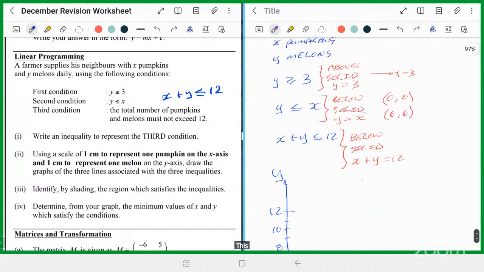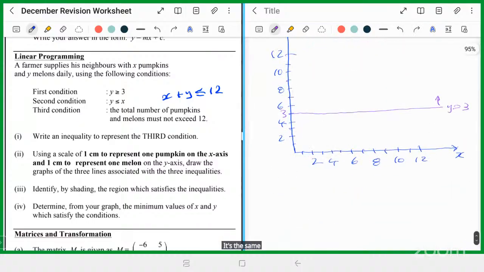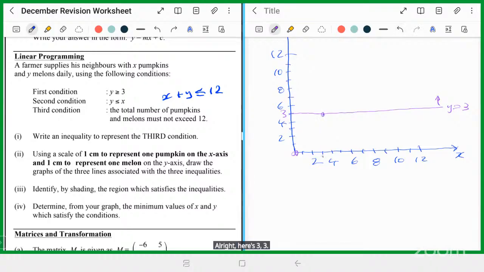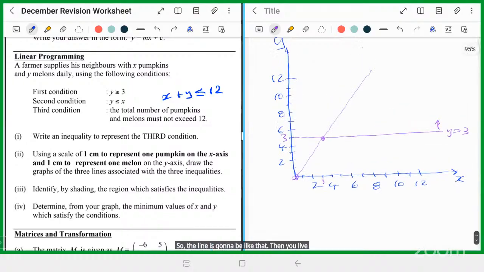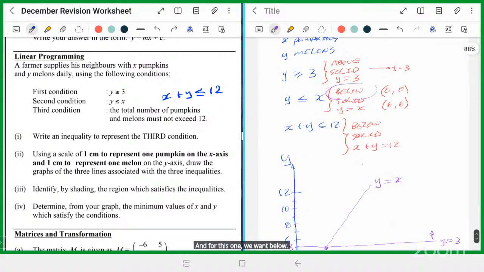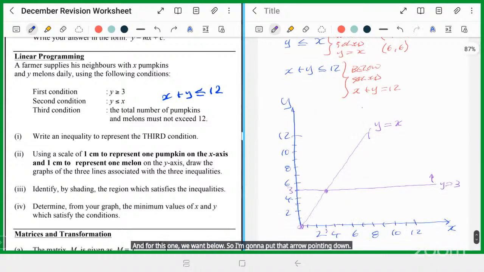This one, y equals x, passes through points where the x and the y value are the same. So it passes through 0, 0. It's going to pass through 3, 3 right here, 4, 4 and so on. With these 2 points, we can draw the line, and the line is going to be like that. Then you label the line with the equal sign. It is y equals x. And for this one, we want below, so we're going to put the arrow pointing down. So the region that you want right now is on the inside here.